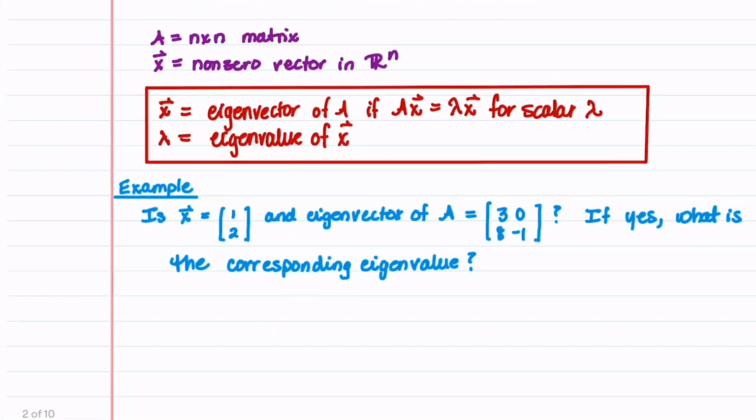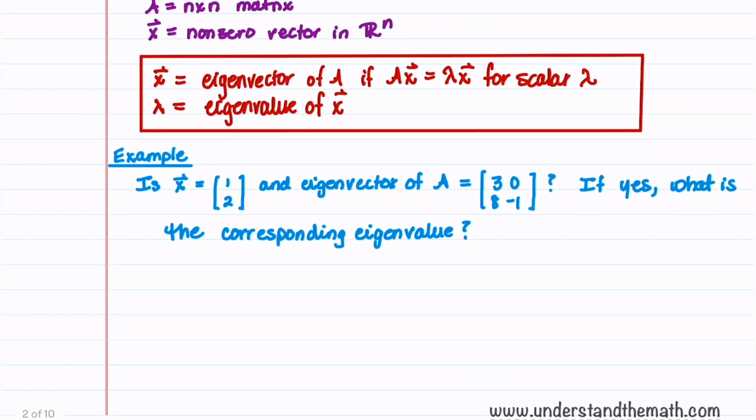Let's head down to the bottom of our page now, and let's do an example where we need to determine if x is equal to [1, 2] is an eigenvector of this matrix A. And if it is, we need to find out what's the corresponding eigenvalue. We'll start by multiplying A times x. So A times x is equal to [3, 8; 0, -1] times [1, 2]. And that gives us a 3 and then a 6.